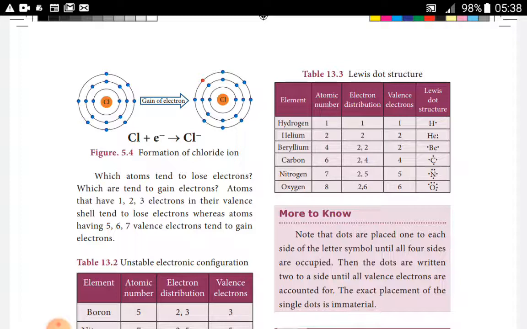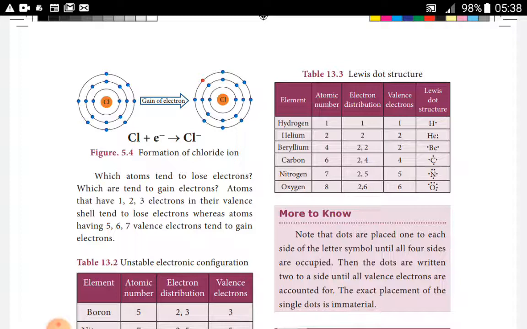Carbon, atomic number 6. The first 2 electrons are placed in the first shell, K shell. The remaining 4 electrons are in the valence shell. So 4 electrons in the outermost shell, that is the valence shell. These 4 electrons are placed as dots surrounding the carbon symbol C.